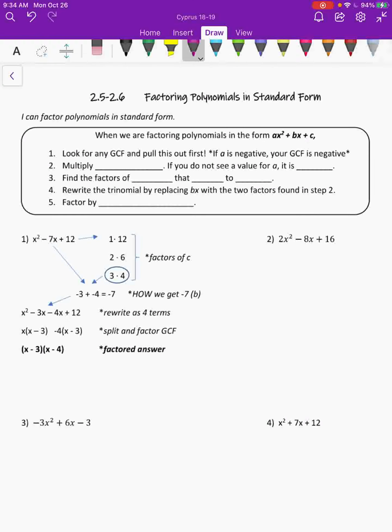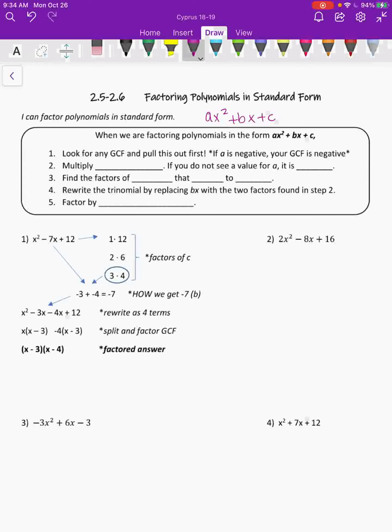Okay guys, we are talking about 2.5 to 2.6 today, factoring polynomials in standard form. So if you don't remember what standard form is, it's ax squared plus bx plus c. Okay, so we are factoring polynomials that look like this. So our steps for factoring polynomials of that form.